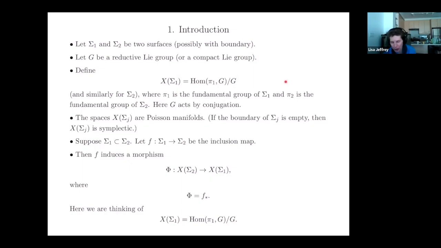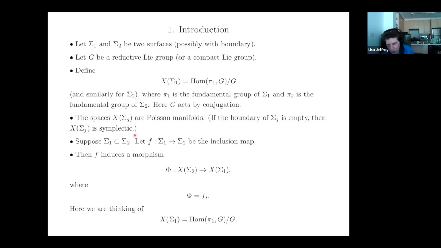So X of sigma is just representations from the fundamental group of sigma into the group G up to conjugacy. These spaces are Poisson manifolds. If the boundary of sigma is empty, then, as was shown by Atiyah and Bott, also Bill Goldman, these character varieties are symplectic, in fact.